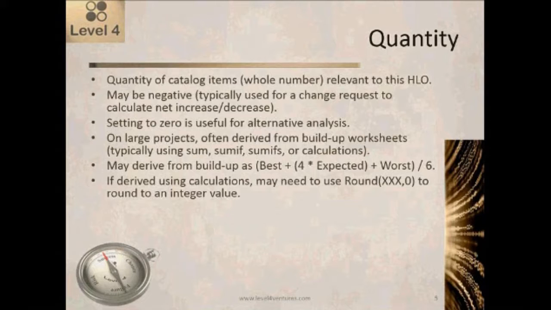Because the quantity is limited to a whole number, if you're using calculations and the calculations may result in a decimal number, for example, the mean calculation might, then you would need to use round. So you would use round, parenthesis, the number or the formula, comma 0, which will round the number to a whole number, and then you would have that carry forward to the quantity column.